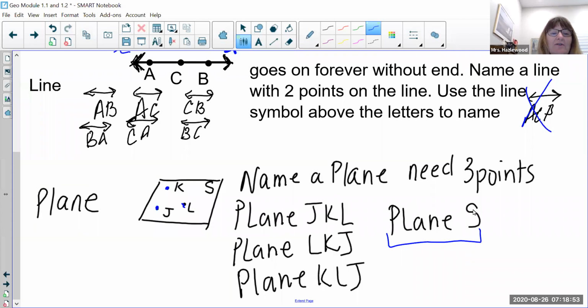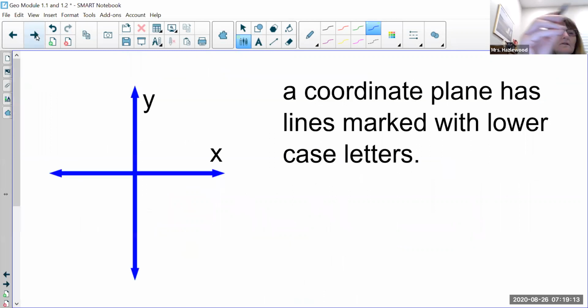So if I had another point right down here, we call this F. Point F is not on that plane. It would create another plane if it had 3 more points to it. So point F is below that plane. Okay, so we already talked about the coordinate plane, and again, we use lowercase letters.